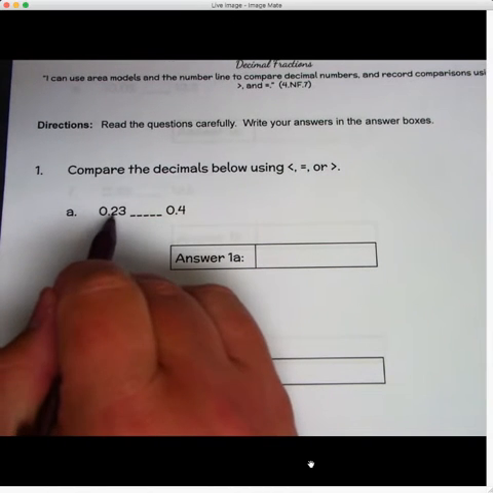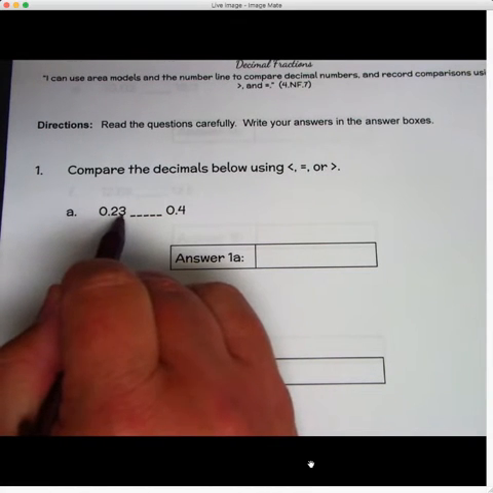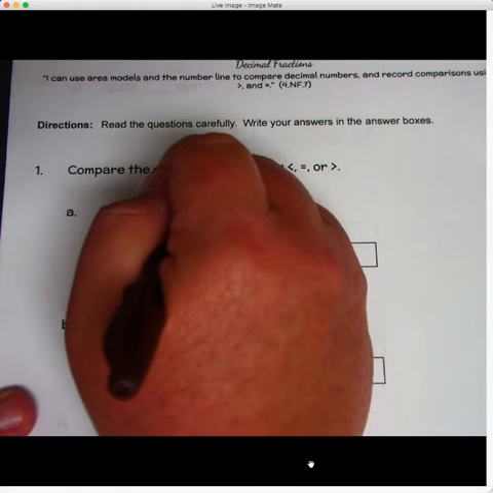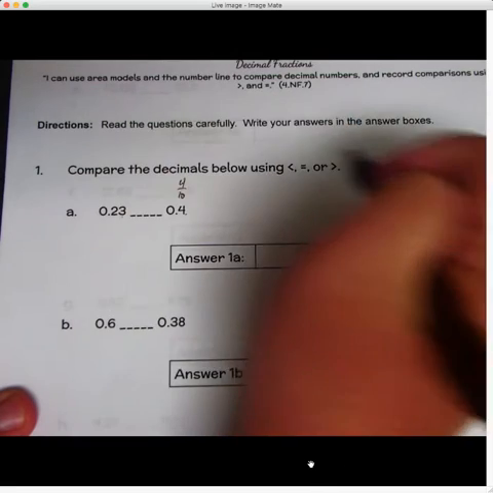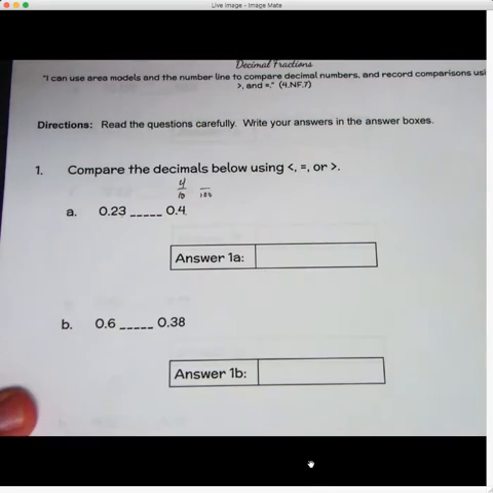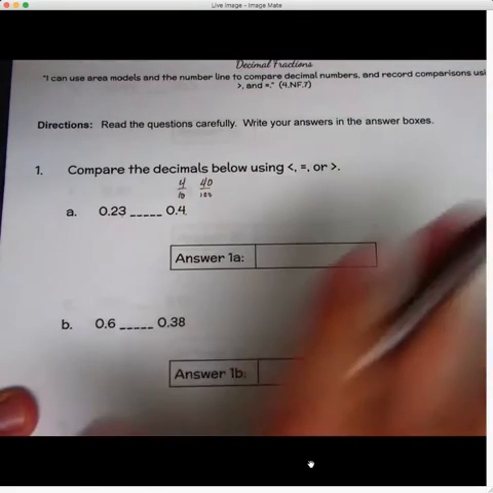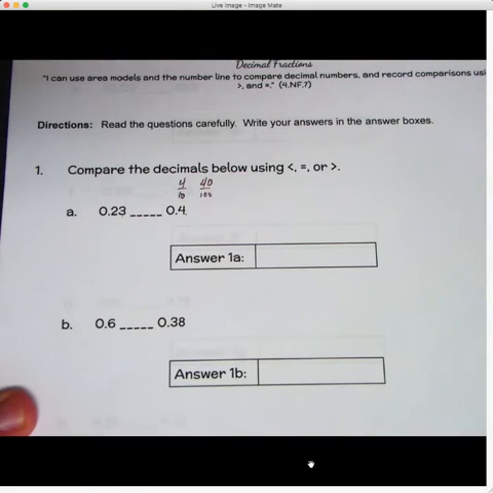So this is really 23 hundredths, and this is really 4 tenths. And if we were to write 4 tenths as an equivalent fraction with hundredths, it would be 40 hundredths, right? So 40 hundredths would be bigger than 23 hundredths. So what we're doing, we don't have to do all that. You don't have to write it out and pretend it's a fraction.